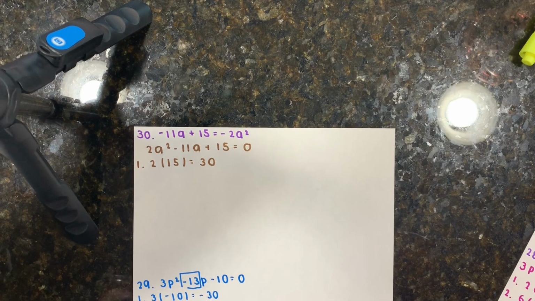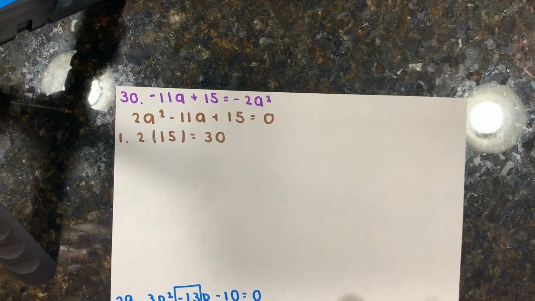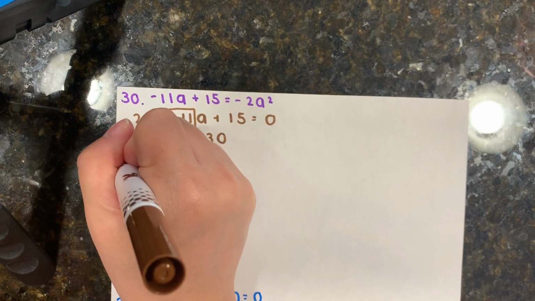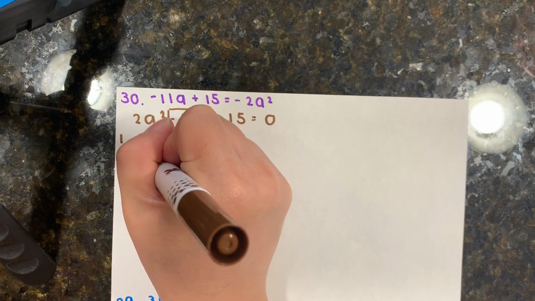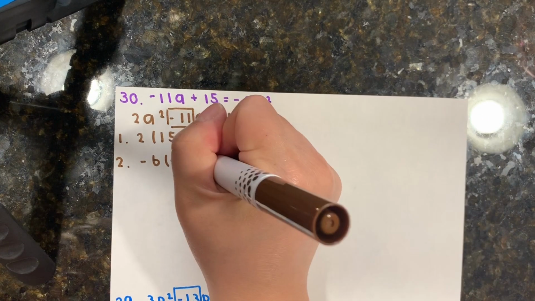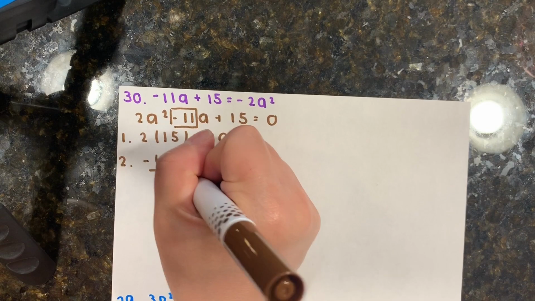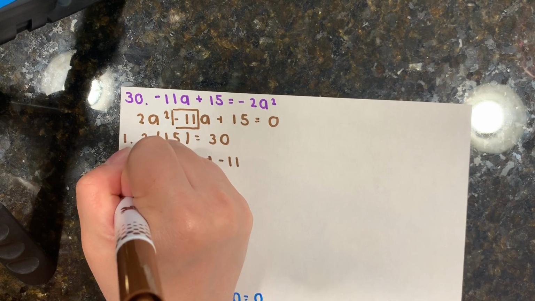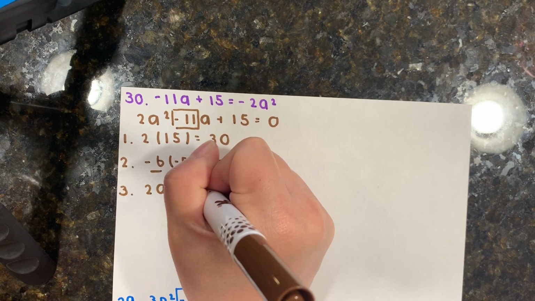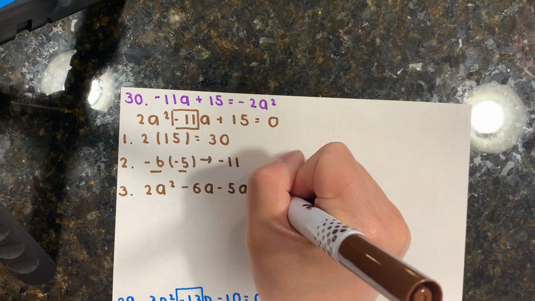Now, what two numbers multiply to give us 30, but add up to give us negative 11? That would actually be negative 6 and negative 5. They multiply to give us 30, but they add up to give us negative 11. This is going to be our two terms. So I have 2a squared, and instead of negative 11a, I have negative 6a, negative 5a, and then plus 15.